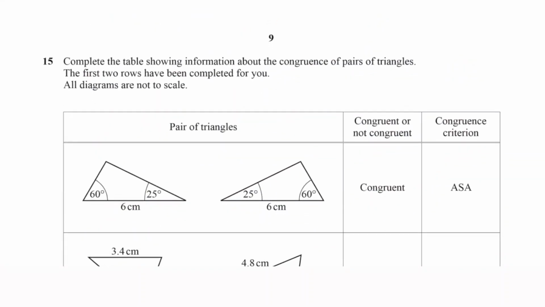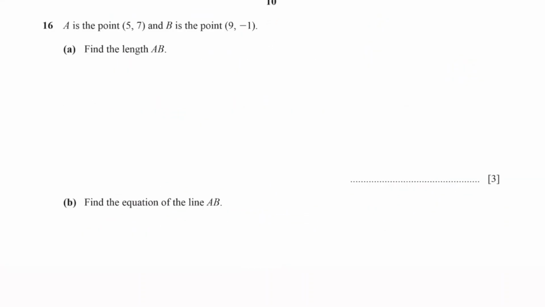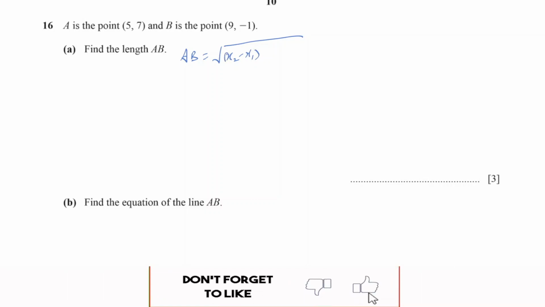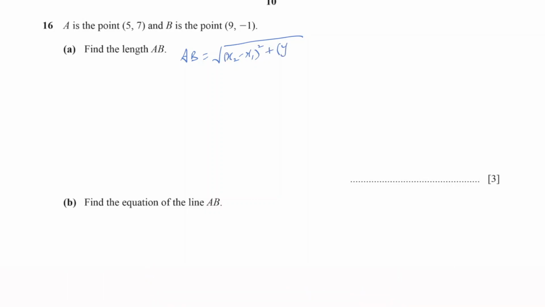So let's move on. Question number 16. Point A is (5, 7) and point B is (9, -1). It's given. Find the length of AB. So the formula that we will be using here: length AB can be written as the square root of (x2 minus x1) whole square plus (y2 minus y1) whole square. So this will be x1 y1, this will be x2 y2. So we can use this length formula to find the length of AB.